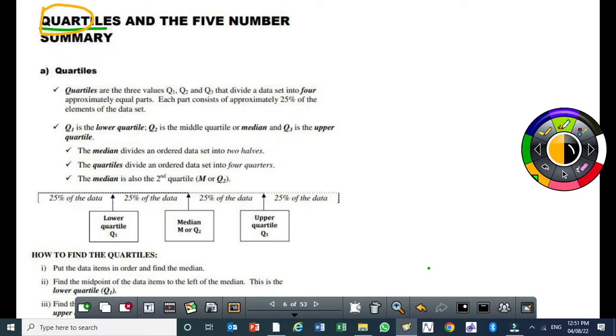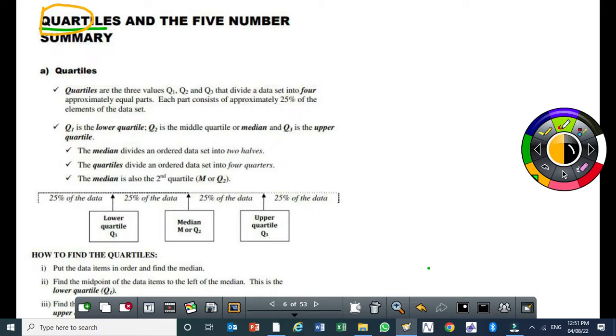Now, we have got 3 quartiles actually. And they are Q1, which is called the lower quartile, Q2, which is called the median, or you can call it the middle quartile. So Q2 is actually the median of a data set. Then you have got Q3, which is the upper quartile.